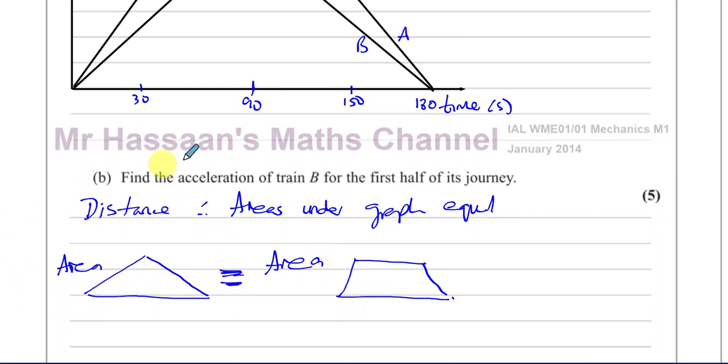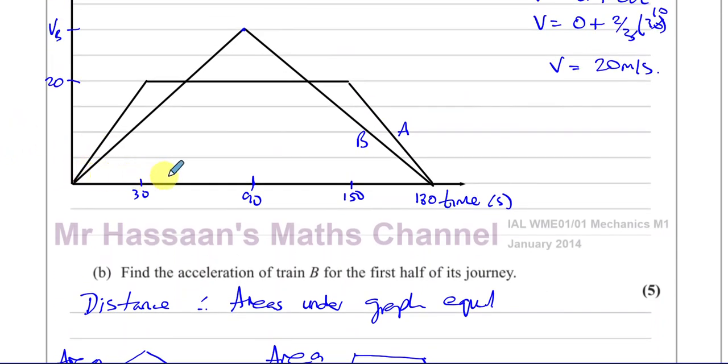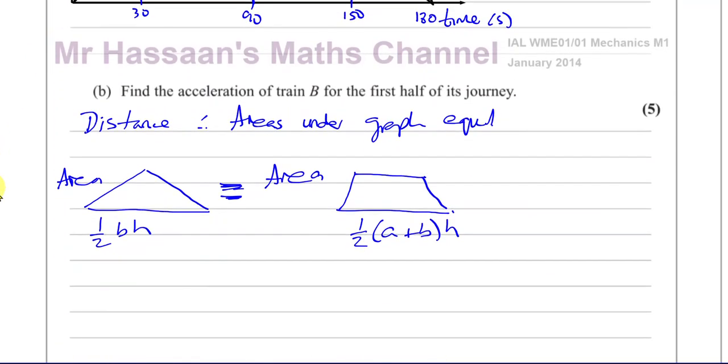All right, so the triangle, its area is a half times base times height. And for the trapezium, its area is a half times (a plus b) times the height. Basically, half the sum of the parallel sides times the distance between them. So for the triangle, the base is 180, and the height is what we have to find, VB. So you're going to have a half times 180 times VB, which is equal to the area of this trapezium.